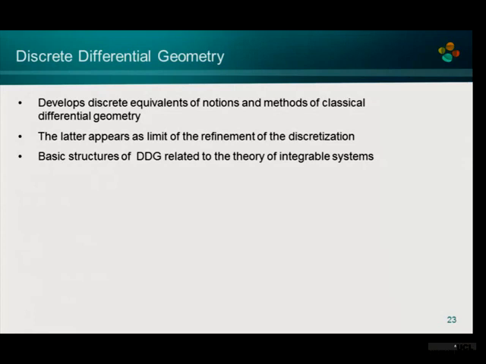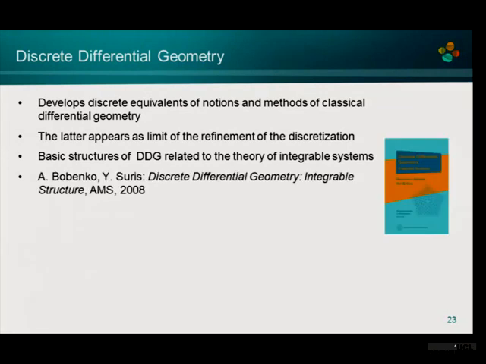Some basic structures of this discrete differential geometry are related to the theory of integrable systems, and most importantly, these planar quad meshes actually, and there's an entire book on that, just to be mentioned. And what all these people who work in the field will tell you: one has to discretize the theory, the geometry, and not the equations.